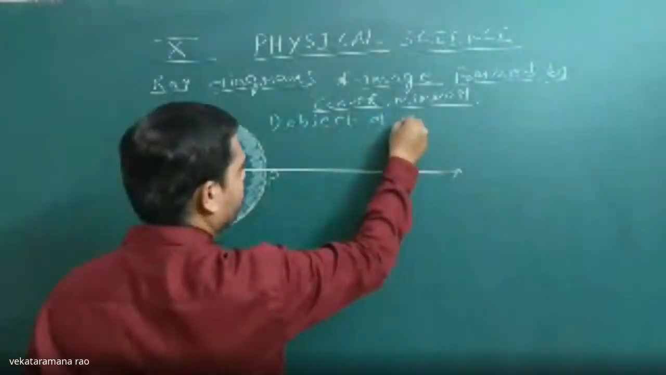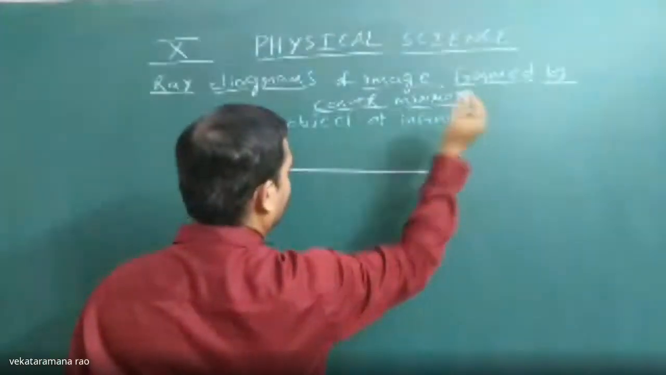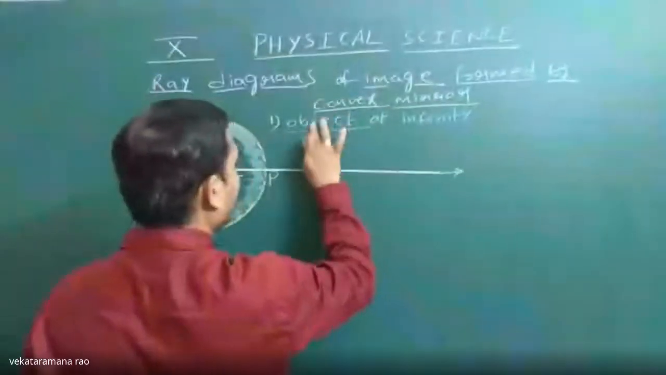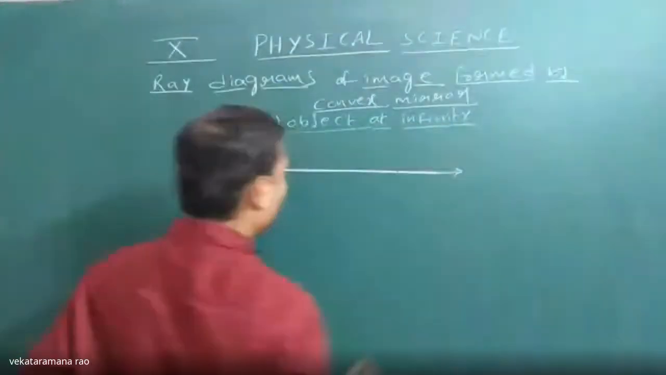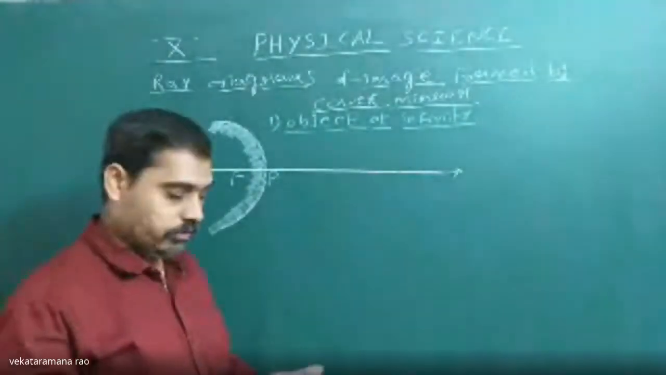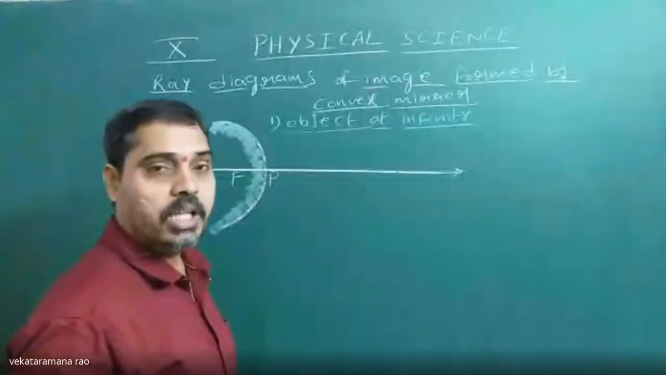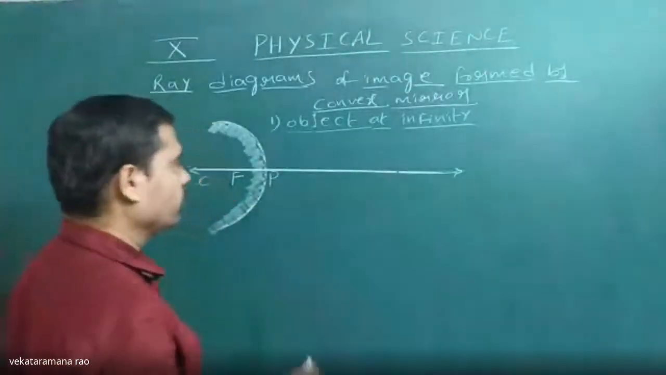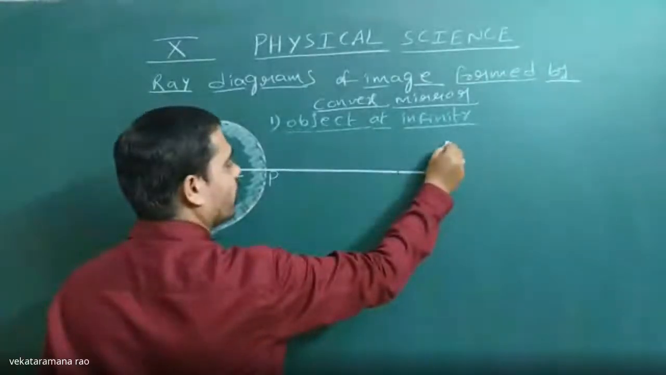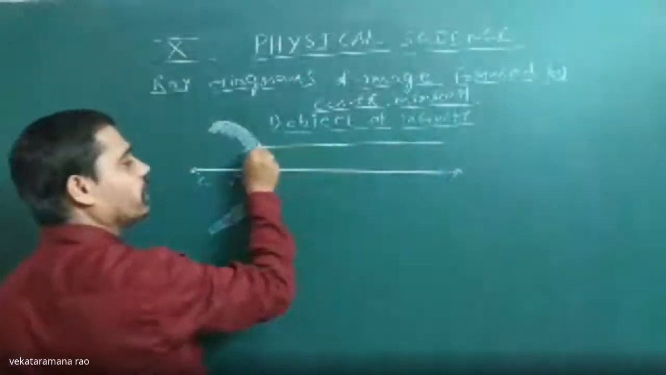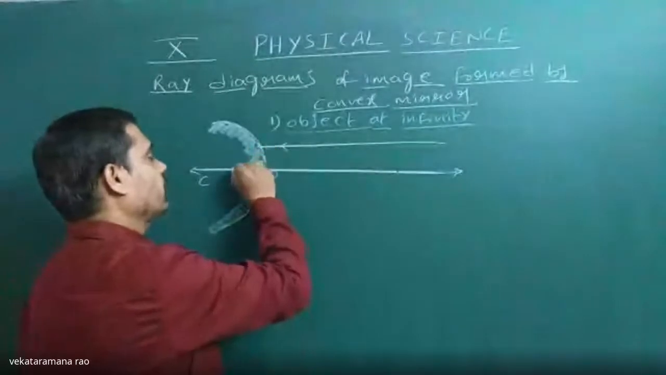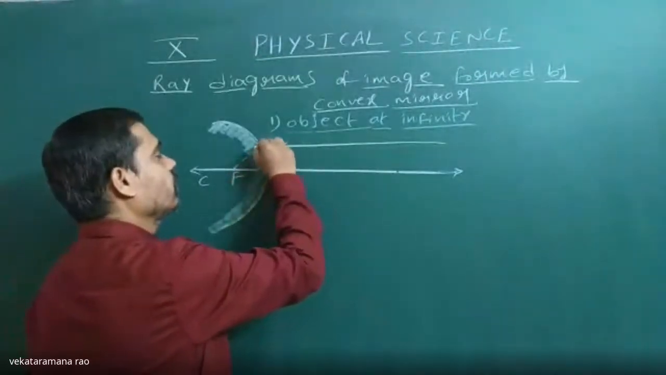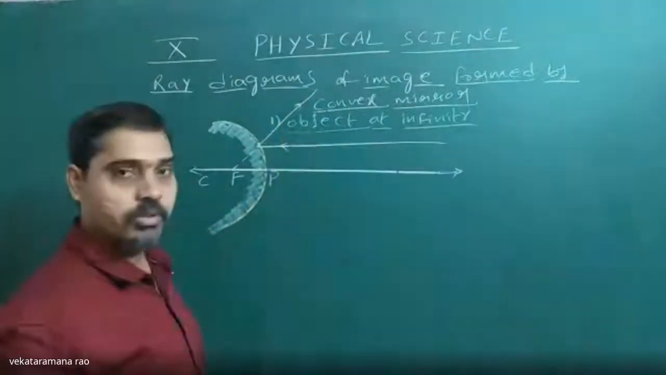Now we know that when the object is at infinity, only parallel rays will be incident on the mirror. So let me draw one parallel ray from the object which is at infinity. Then what about this reflected ray? Its reflected ray appears to be coming from the focus.